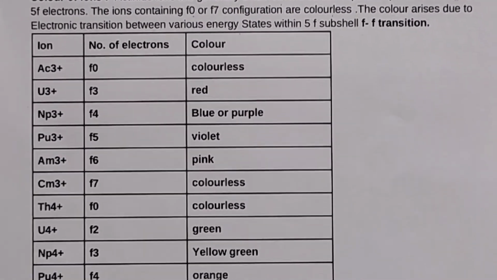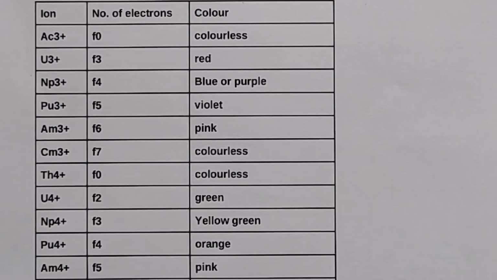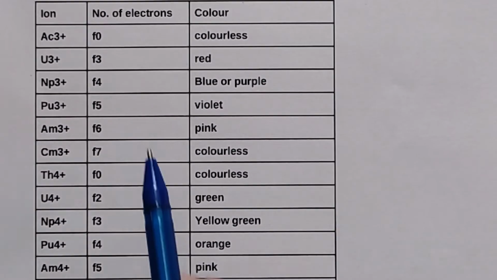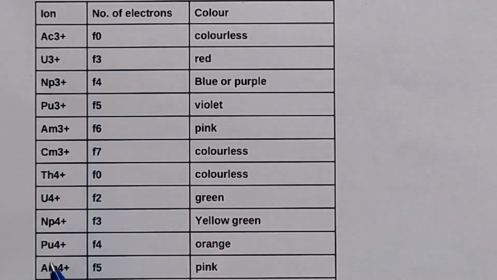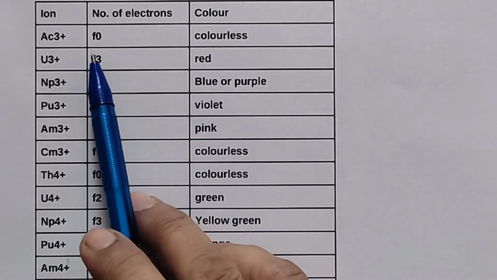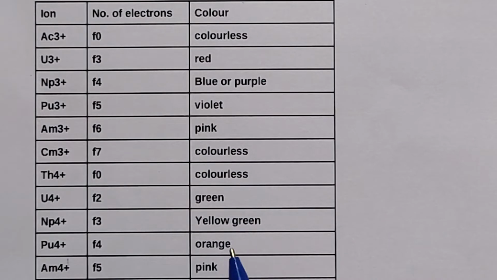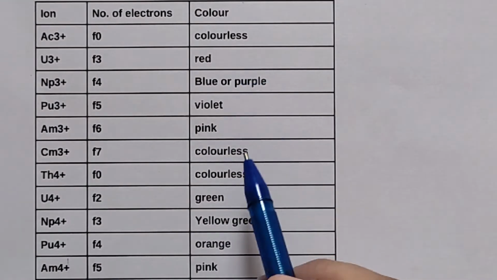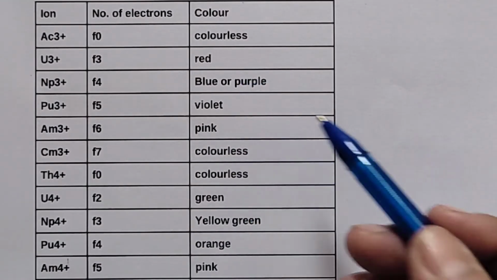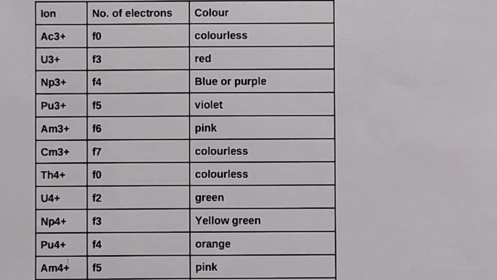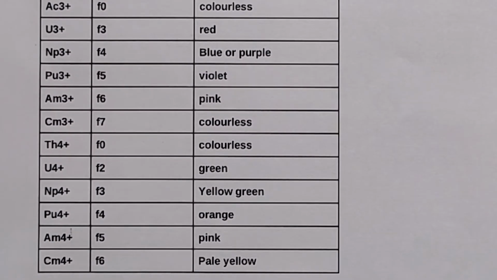Right? Now just have a look at this tabular column. Though you're not expected to learn the colors, that is just for reference. These are the ions given, and this is the configuration. How many electrons are there in the f orbital? On that basis, if it is 0 or 7, it is colorless. In all the rest of the cases, it is colored. You can just go through the color part.